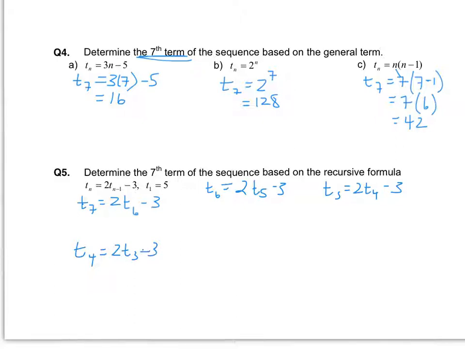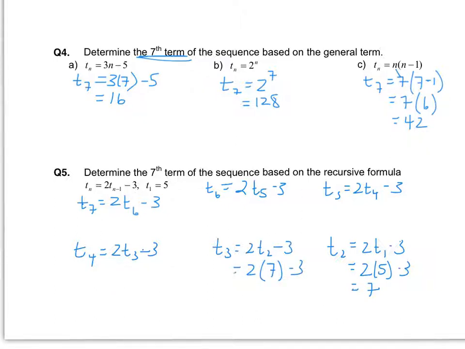Fiddlesticks on that one. All right, term 3 would be equal to 2 times term 2 minus 3. Term 2 is really equal to 2 times term 1 minus 3. Okay, so now we can work our way forward again. 2 times term 1, which has a value of 5, take away 3, that would be 10 take away 3, which is 7. Okay, so now that we have term 2, we can fill that in here. 2 times 7, take away 3, that would be 14, take away 3, that's 11. So now we can get term 4: 2 times 11, take away 3, that's 22, take away 3, should be a 19, I believe there.